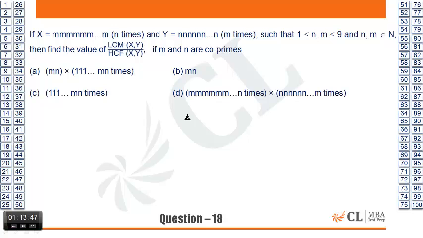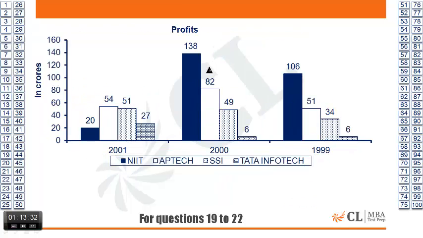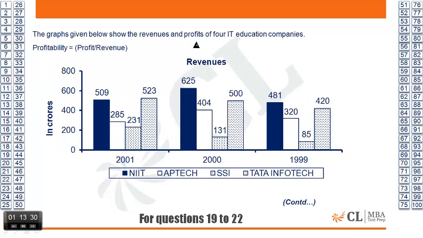Look, 18 later. DI. This is 19 to 22. Profitability is given by profit upon revenue. Revenue is given. Profit is given. That's it. Profit upon revenue. Numbers are looking very bad.